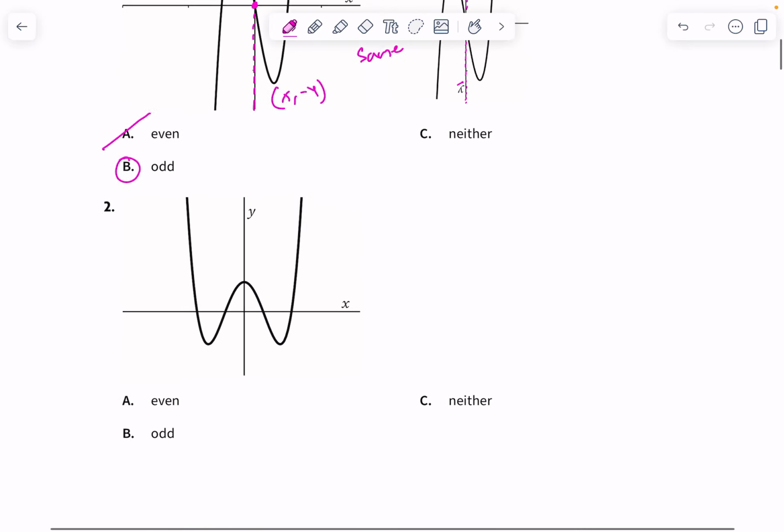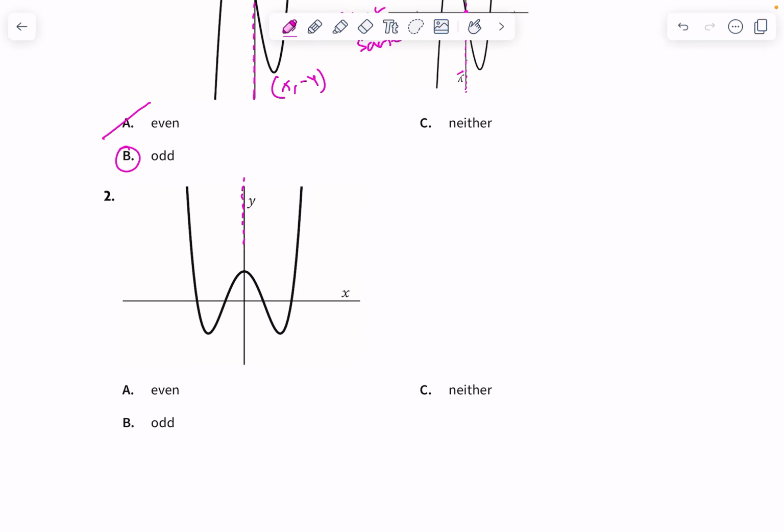Let's go to number two. Again, I make my little line there. Can I fold it? If I fold this, will it be one graph? Yes, right. This and this will match up. This entire part and this part will be able to match up correctly. So this is an even function, okay?